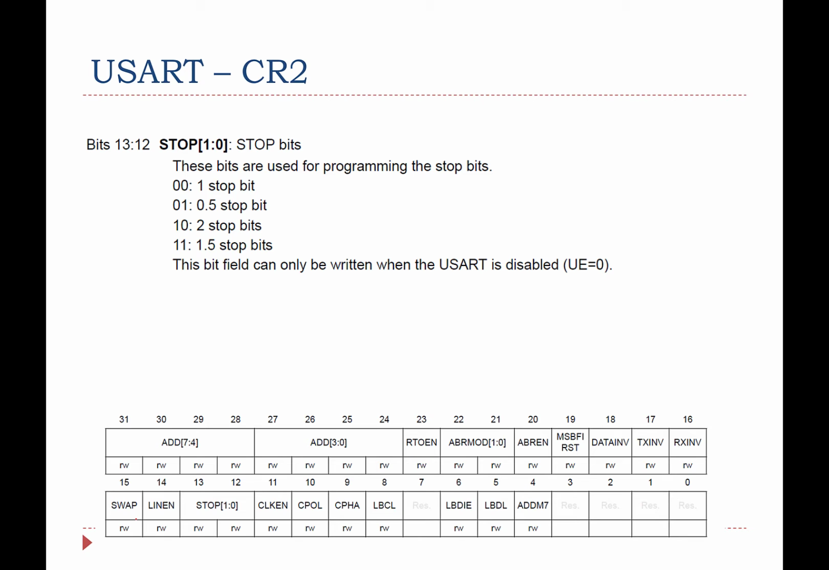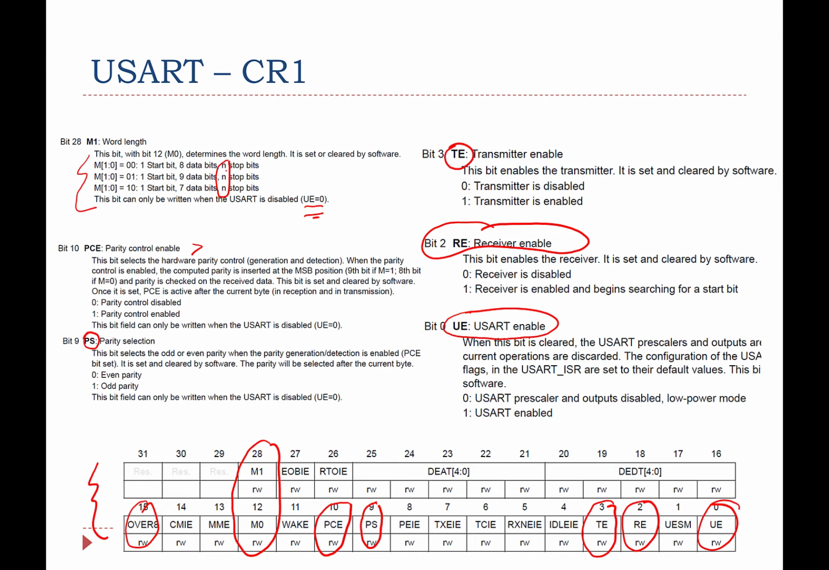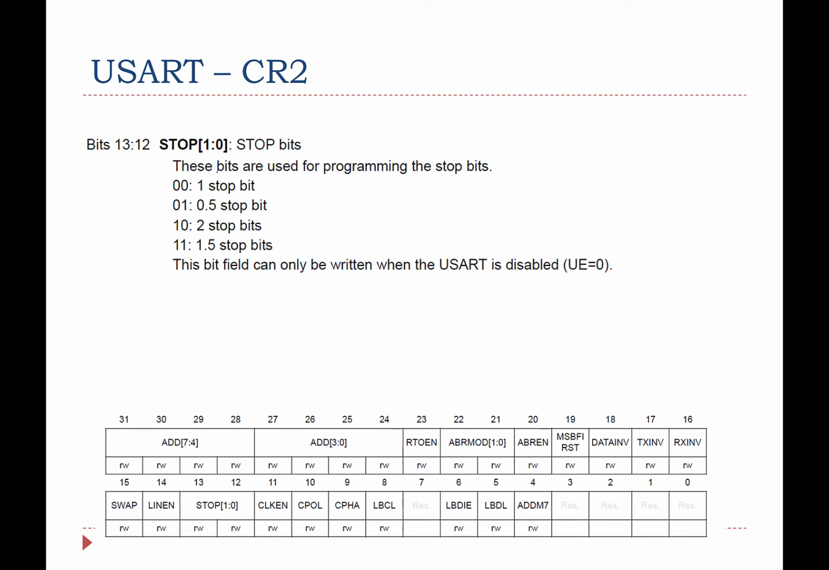For the CR2 register, the only thing that we really had to talk about was, you can see there's lots of bits in here, but the main one we have to worry about is how many stop bits that we have. Because remember, over here it said stop bits. Well, where do we choose them? It's right here in STOP. So notice that is right there in bits 12 and 13. So you can determine if you want 1 stop bit, half a stop bit, 2 stop bits, 1.5 stop bits, and so forth. And again, this field has to be written before you enable the UART.